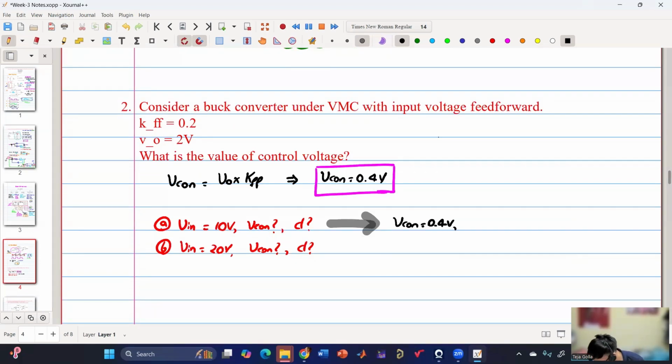So my duty ratio D is Vcon by KFF into Vin. So what is the value? 0.2. So now if I back calculate V naught, which is as desired, I'll get V naught is 0.2 into 10. So my V naught is 2. So now let us solve for part B. So for part B, what is the value of Vcon?